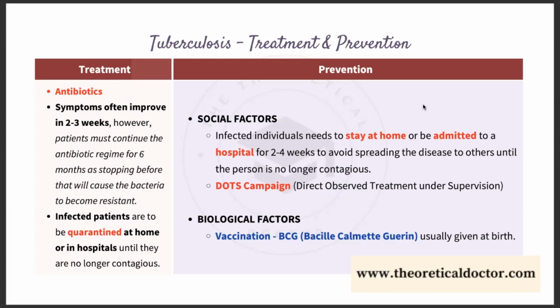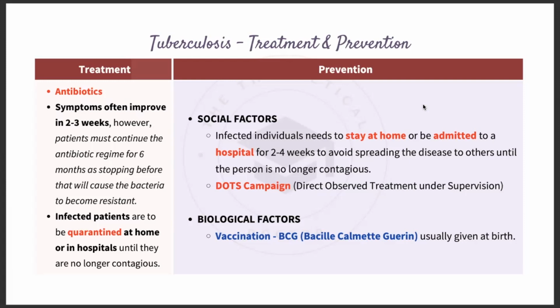So prevention: infected individuals need to stay at home or be admitted to the hospital. This is to avoid spreading the disease to others until they are no longer contagious. And the DOTS campaign. The DOTS campaign is directly observed treatment under supervision. Basically, the nurse or the healthcare worker will give the medication to the patient, and the patient has to consume the medication in front of them. They'll basically wait until they have seen that the patient has taken it. This is actually an effective way because patients are on it for such a long time.